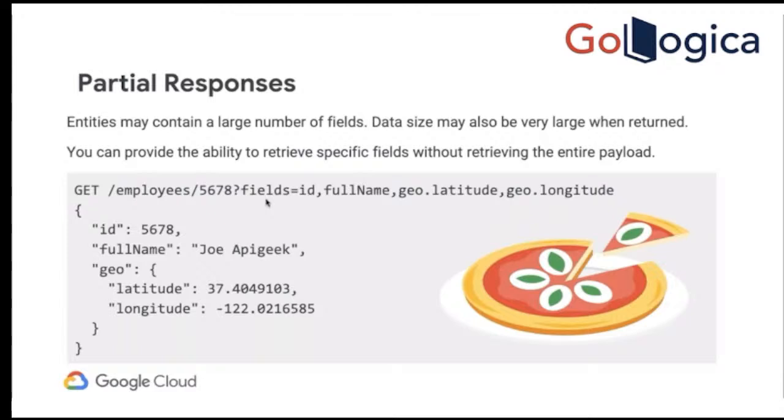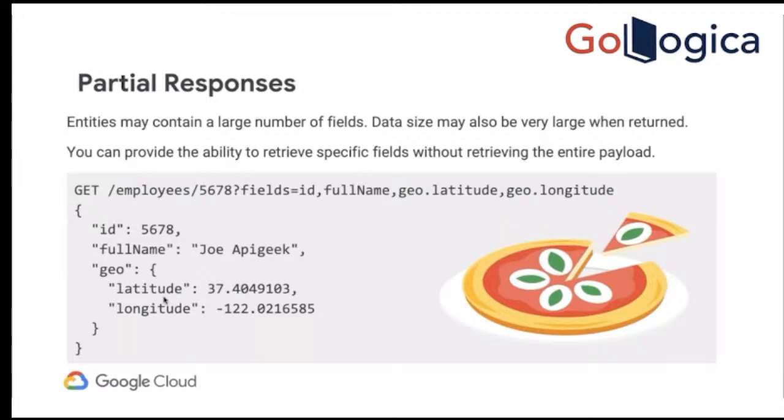The server should support this. The server should accept a query parameter named fields, and in fields you can specify, in a comma separated way, the ID, full name, and so on, only the information which you want. In the response, only those particular fields are returned. So here you have ID, full name, and then geo.latitude and geo.longitude. In geo you have latitude and longitude. So only these fields are returned; we are not sending all 20 fields.